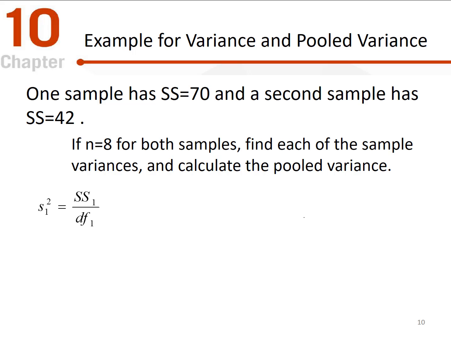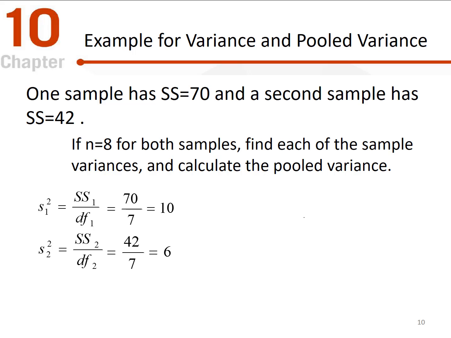So for the first sample, if we get our variance, it's just the sum of square over the degree of freedom. So for the first sample, this is going to be 70 over 7, because remember we have 8 people, degree of freedom is n minus 1. So the variance for the first sample is 10. We're going to do exactly the same thing for the second sample. So here we get the sum of square of 42 over the degree of freedom 7, so we get a variance of 6. These are the individual variances for both samples.